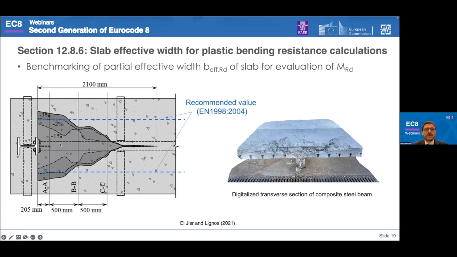limit state, which is of interest when we do capacity design of composite steel moment frames, as we discussed in TC3. The value also matches well with actual measurements from composite beams that experience failure, as we see here in the example in the transverse section of the composite steel cross-section, which provides a nice background on what the effective width should be for composite systems.